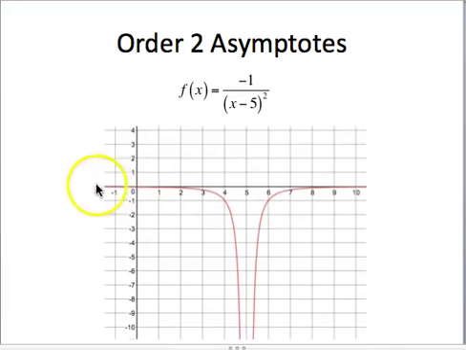Horizontal asymptote at y equals 0. Horizontal asymptote is the x-axis because it is a bottom-heavy fraction. The degree of the bottom is greater than the degree of the top. So x equals 5 here is our vertical asymptote, and as we said, all of the values are negative, heading in that direction for an order 2 asymptote. And that will conclude this lesson.